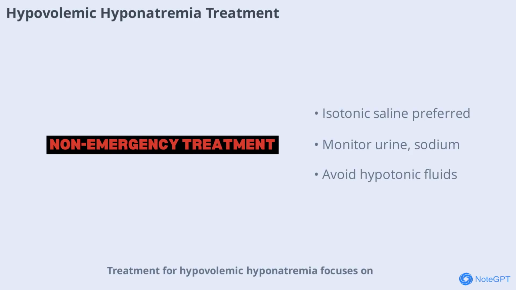Treatment for hypovolemic hyponatremia focuses on restoring both fluid and sodium balance. Isotonic saline or oral sodium chloride is typically used, while hypotonic fluids should be avoided. Monitoring urine output and serum sodium levels throughout treatment is essential to ensure safe correction and avoid complications.